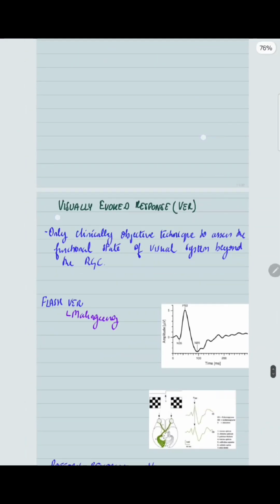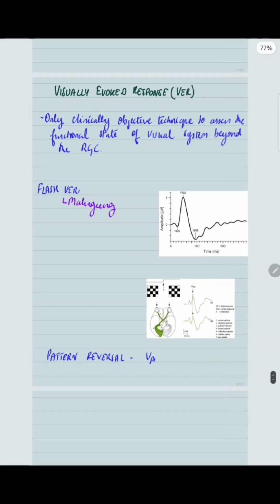Next we will discuss visually evoked response. Visually evoked response is an EEG recorded at the occipital lobe. Now, VER is the only clinically objective technique available to assess the functional state of the visual system beyond the retinal ganglion cell. That is the only test available to test the function of the visual system beyond the retinal ganglion cell, that is, towards the occipital lobe.